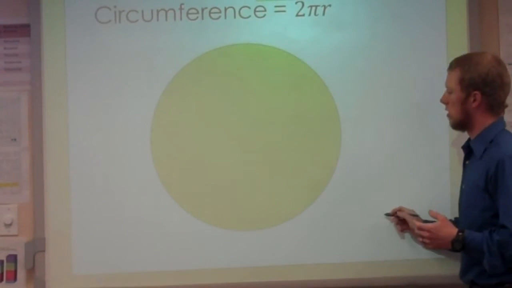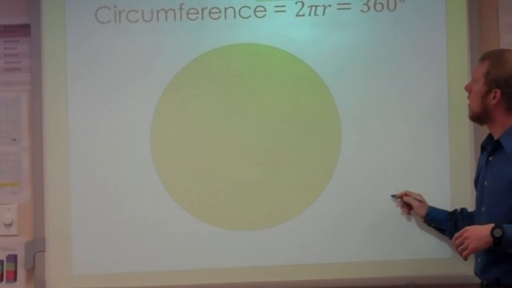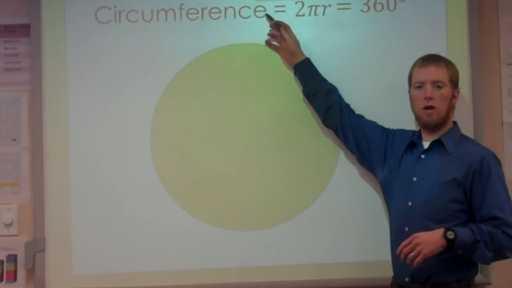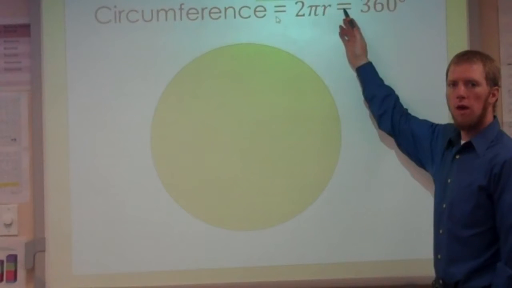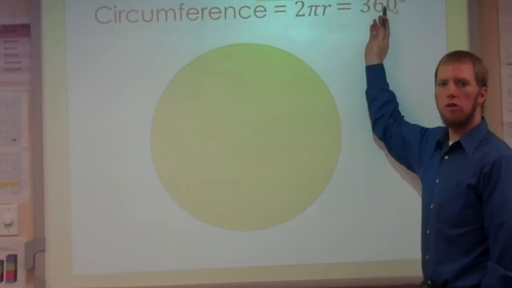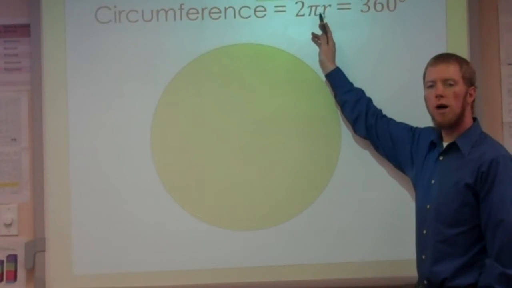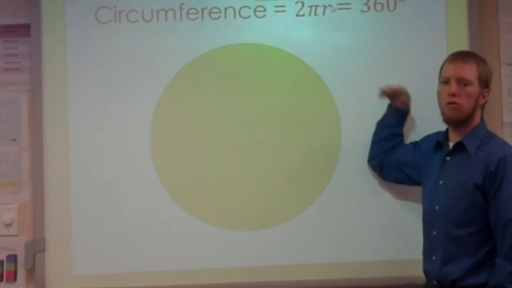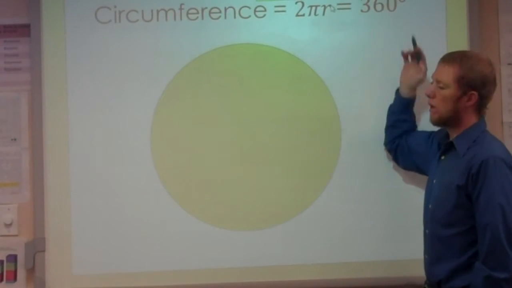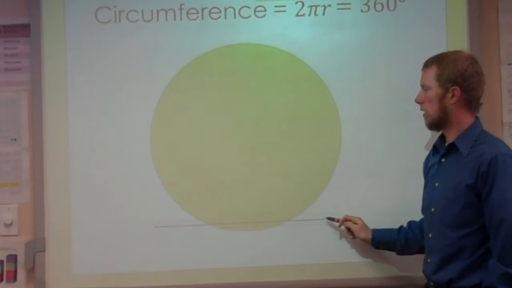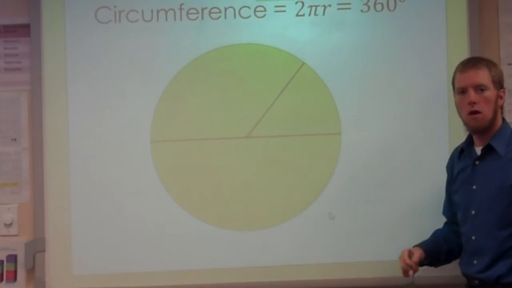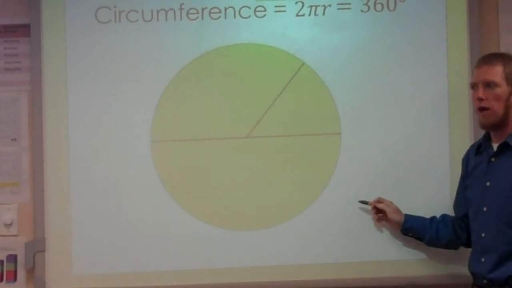What we start with is a circle, and we know certain things. We know that our circumference equals 2 pi r, and that there are 360 degrees in a circle. What we'll find is that 2 pi r, if we consider r to be the radian, is equal to 360 degrees. So you're probably asking, what is a radian?